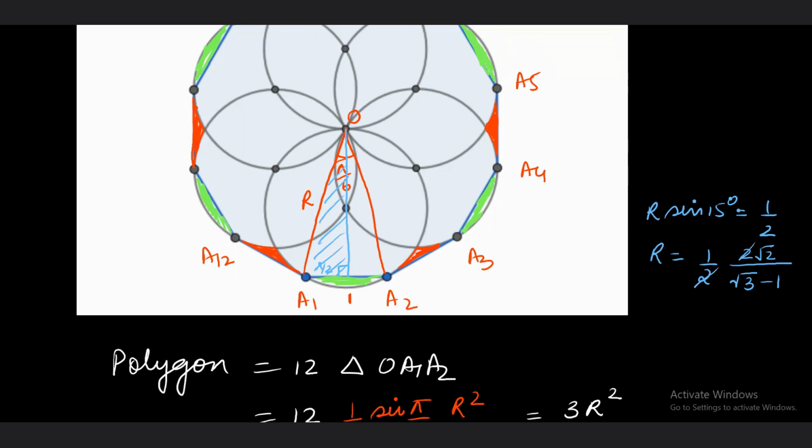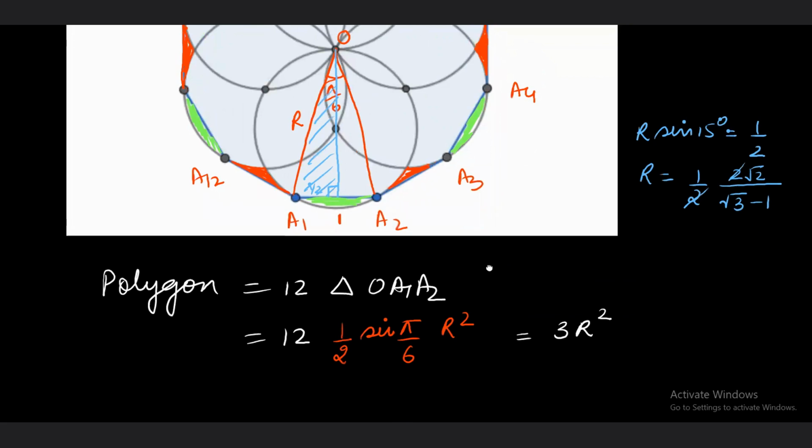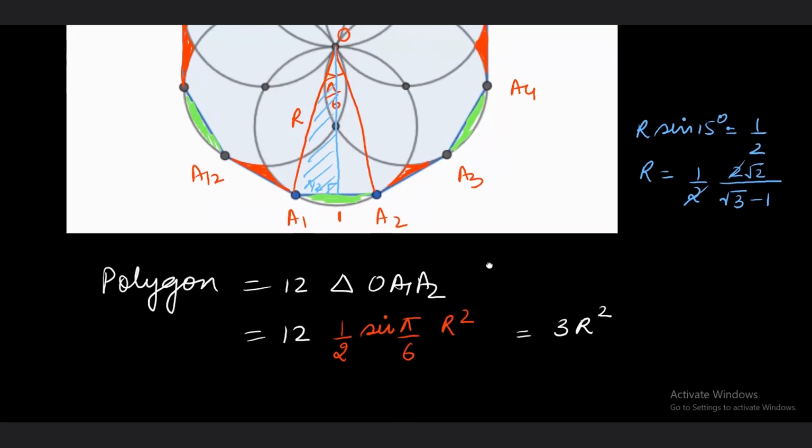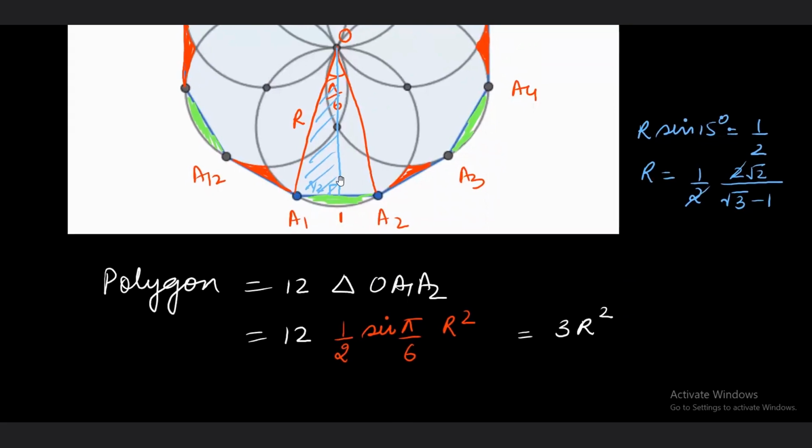So what is the radius of the circle we are considering here? The radius of the circle that we are considering here turns out to be root 2 upon root 3 minus 1, right? The side length was 1; when you drop the perpendicular, it becomes 1 by 2. The angle has become 15 degrees. R sine 15 degrees is 1 by 2 and I calculated the radius. So whenever required, I'll come back to this value and put it over here, right?